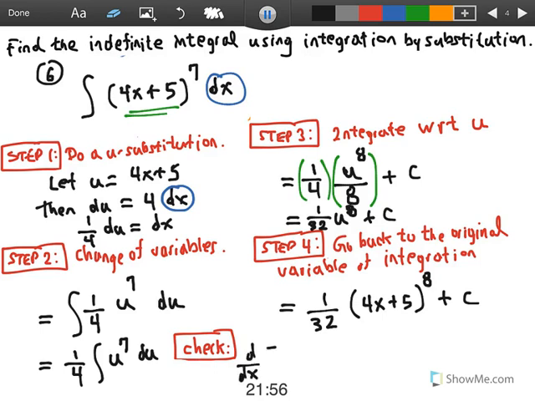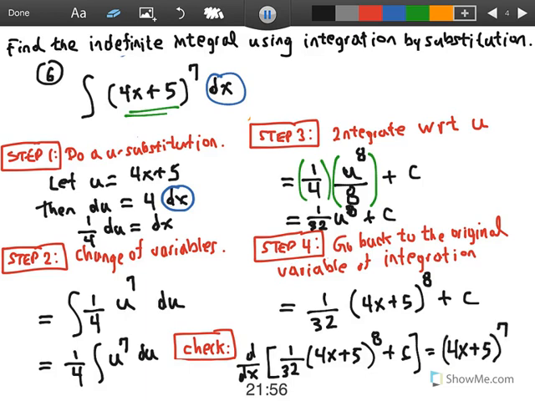And if you want to do the check, you can take the derivative with respect to x of 1 over 32 times 4x plus 5 to the 8th power plus c, and when you do the check, you will see that what you get is in fact 4x plus 5 to the 7th power.